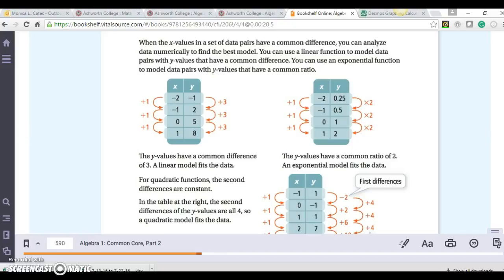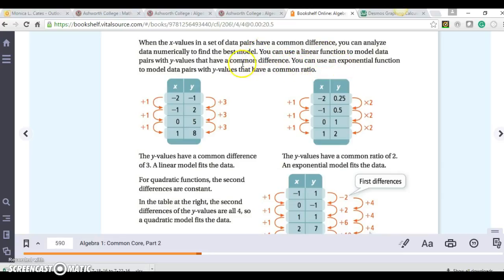Okay, we're still on lesson 9-7, and it says when x values in a set of data pairs have a common difference, you can analyze data numerically to find the best model. So here we have an example. From -2 to 1, all I did was add 1. From -1 to 0, I just added 1. And from 1 to 0, I just added 1. So there's a common difference right there. And the same thing for the rest of them. They all have a common difference of 1.